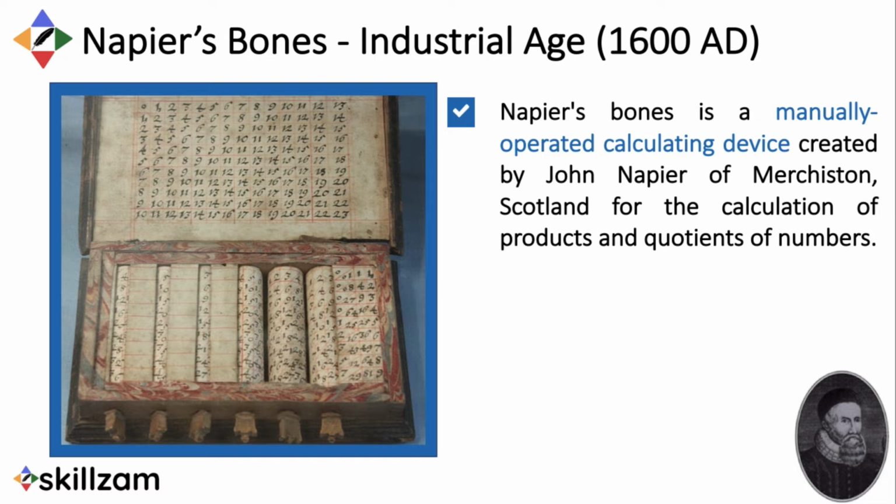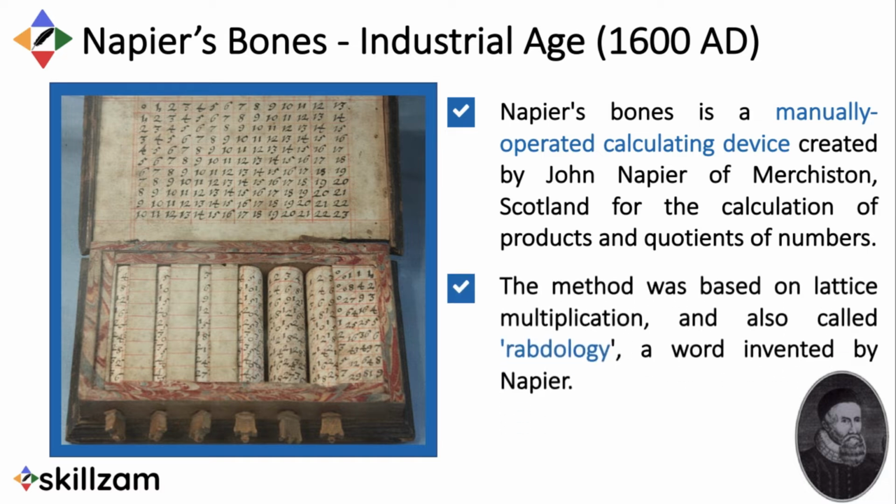What he did is he inscribed the logarithmic measurements on a set of 10 wooden rods, and thus was able to do multiplication and division by matching up the numbers on the rods. These became known as Napier's bones. Napier's bones are a manually operated calculating device, and the method was based on lattice multiplication, also called rhabdology.